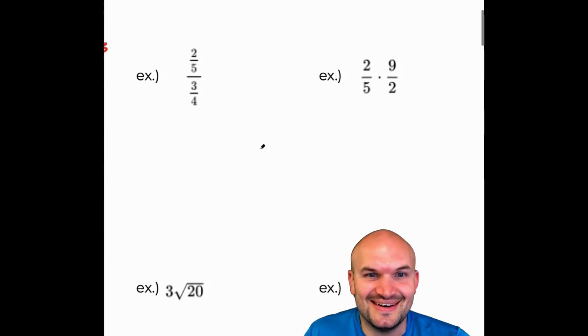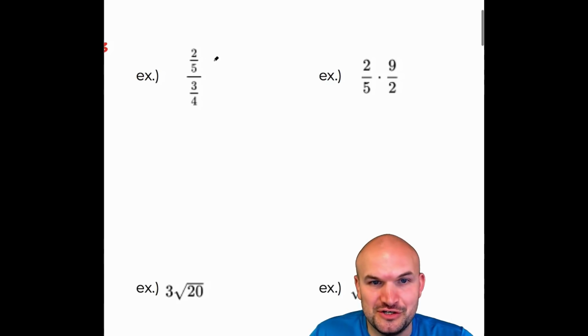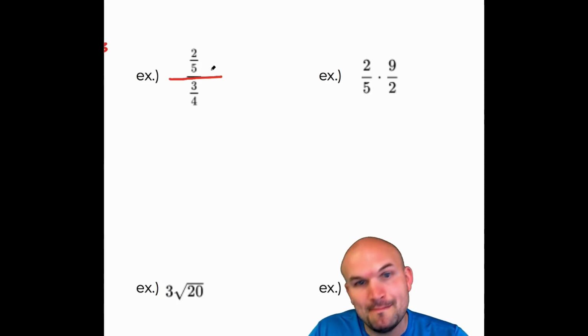All right, next one, fractions. Love fractions, right? Dividing fractions. So we have 3 fractions here: a fraction in the numerator, a fraction in the denominator, and then a fraction separating the 2 fractions. So we have one big fraction.